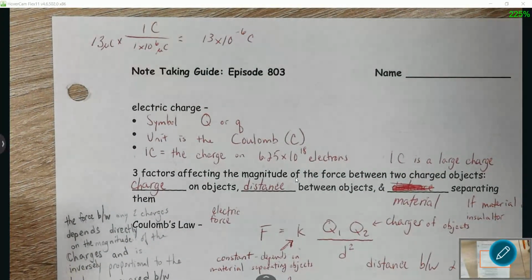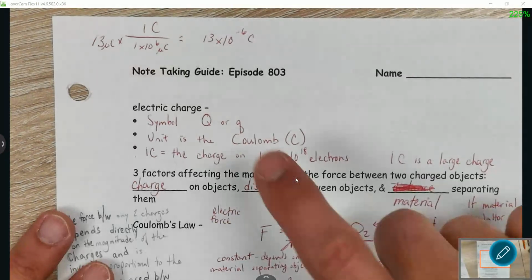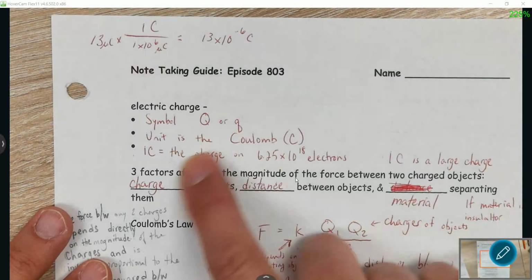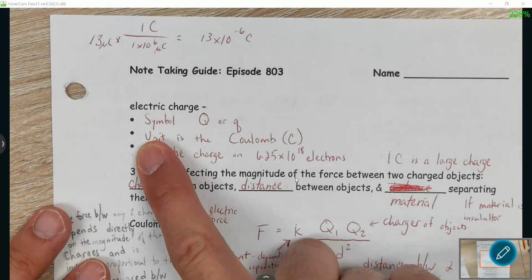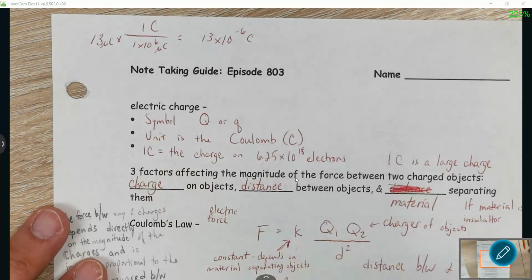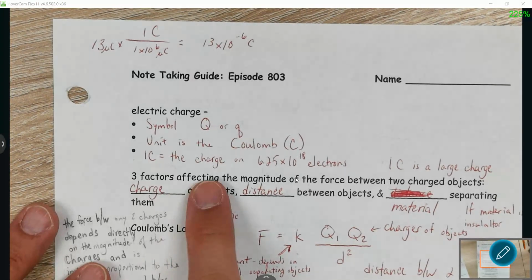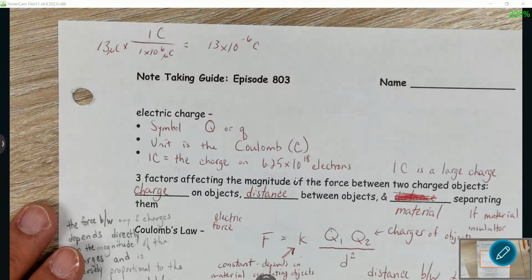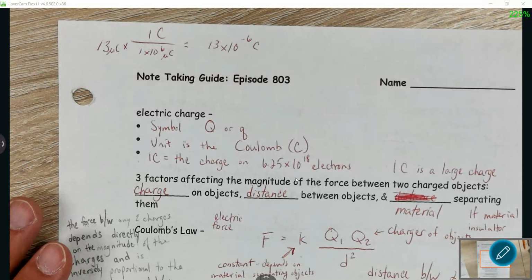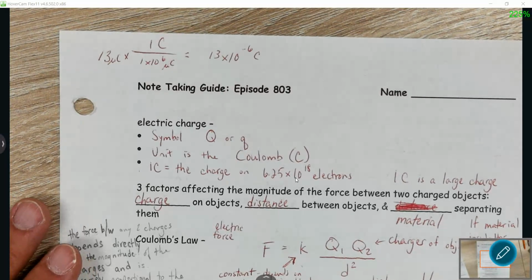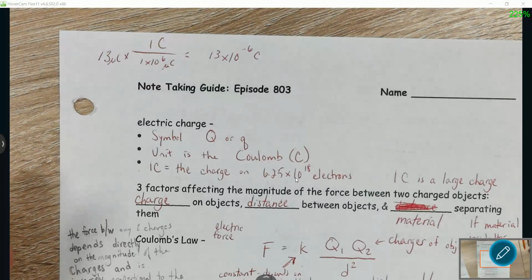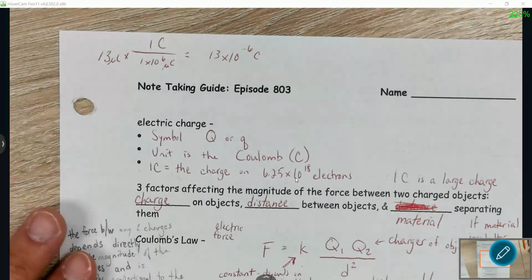The symbol for electric charge is a capital Q or a lowercase q. The unit for electric charge is a Coulomb. Now, a Coulomb is pretty big. It's a pretty large amount of charge. It's the charge that comes from 6.25 times 10 to the 18th electrons. So quite a bit of them, and their charge. So 1 Coulomb of charge is actually quite big.